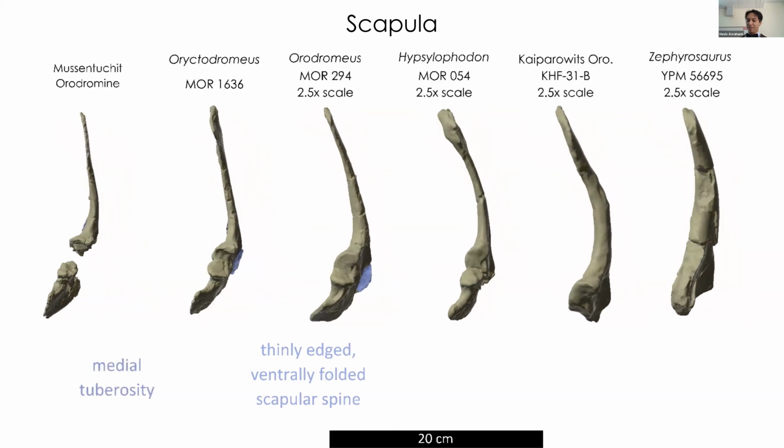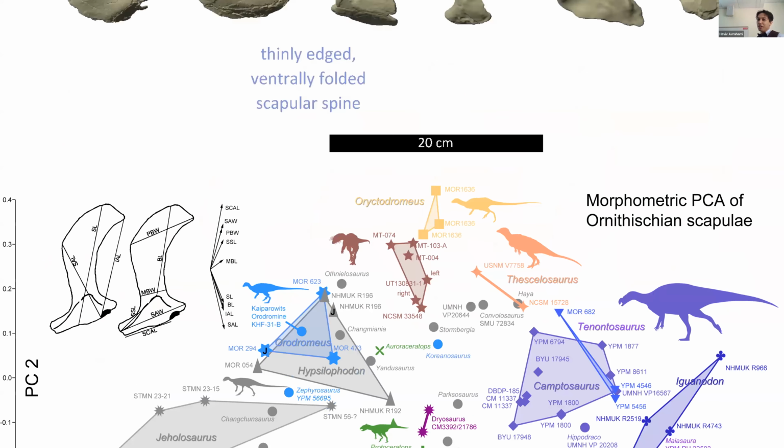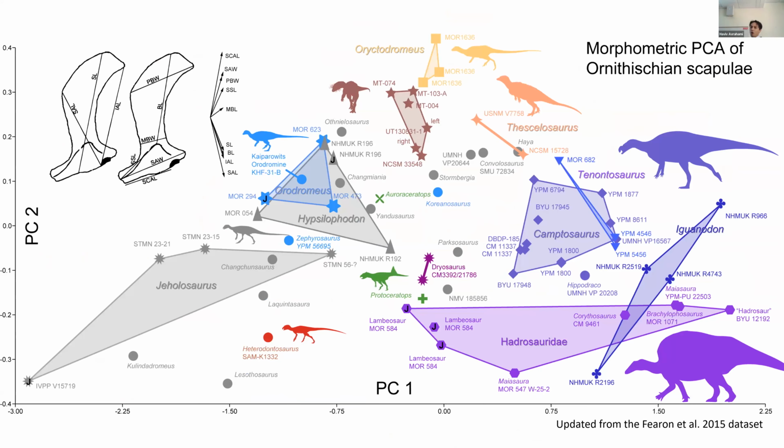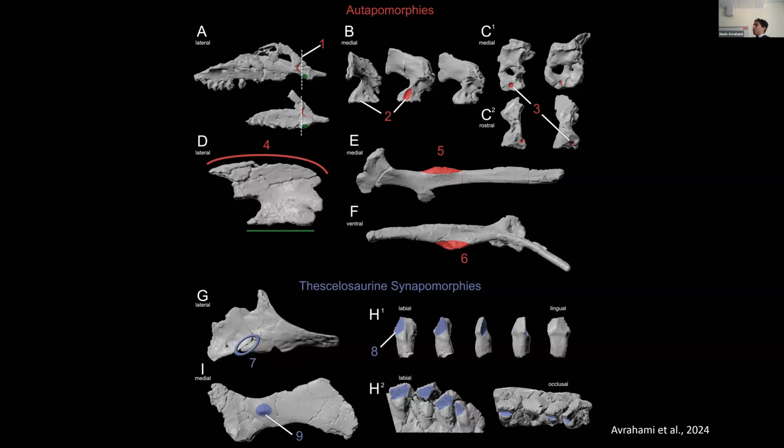Well, not so fast. Because if we look at this simple quantitative analysis, called a principal component analysis, we can see that the scapula of the must-and-touches speedo form a cluster that is close to but distinct from Oryctodromeus. But this alone is not enough. What we really need are something called autapomorphies, and this is arguably the most important figure from this recent publication.